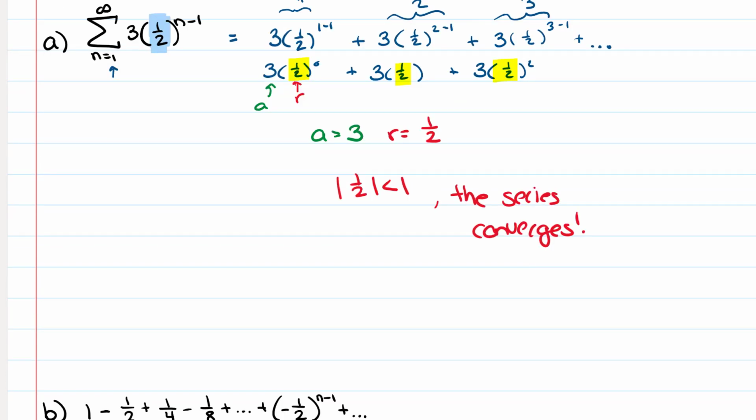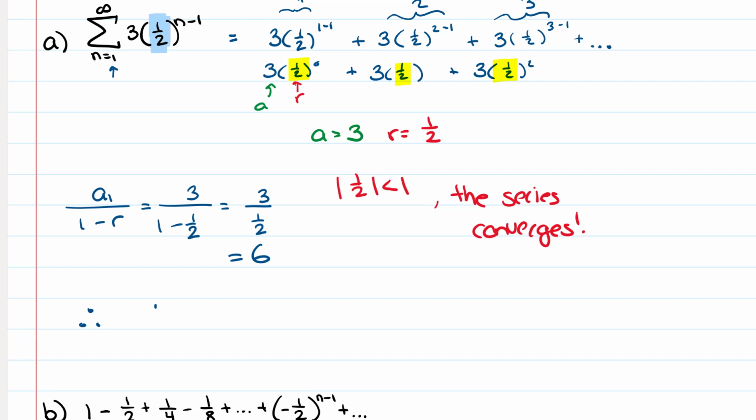So now in order to find out what it converges to, we're going to go ahead and plug everything into that formula. So the formula is a sub 1 divided by 1 minus r, and a sub 1 is 3, divided by 1 minus 1/2, which is 3 divided by 1/2, which is 6. So if you were to keep adding up these terms over and over and over again, you would get 6.